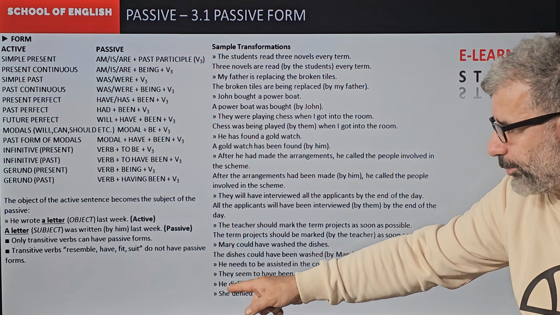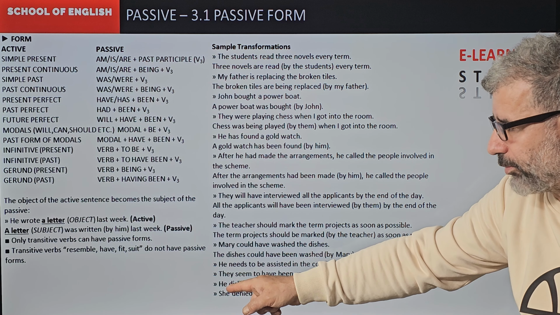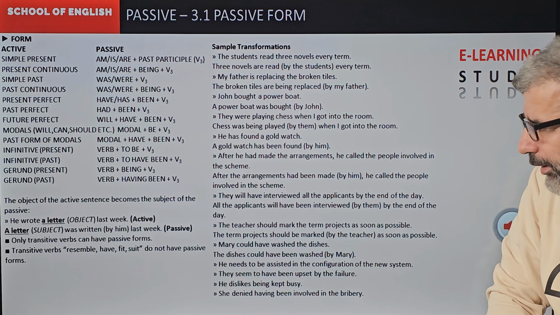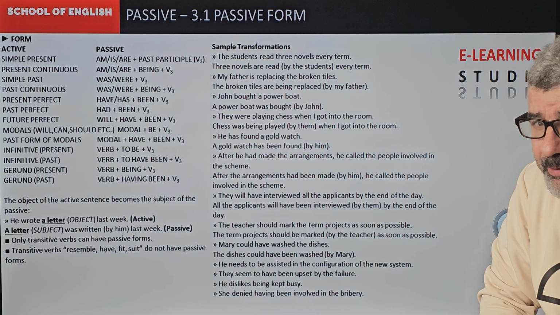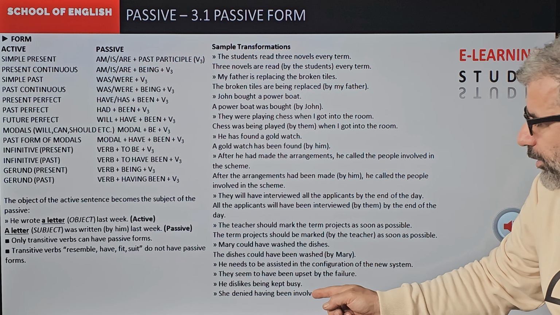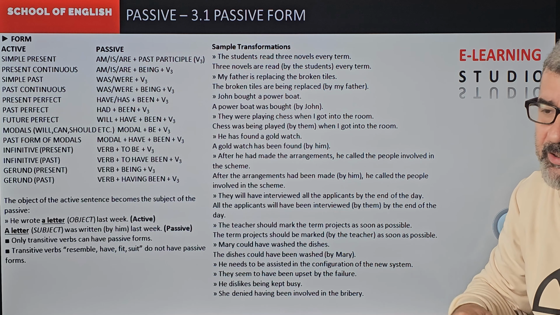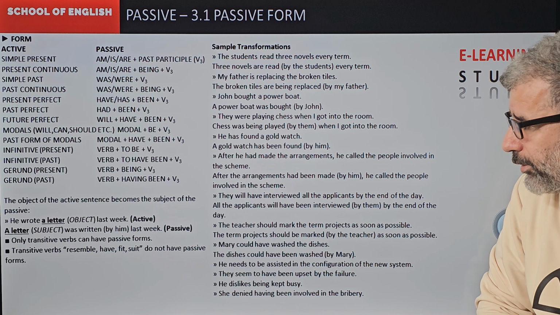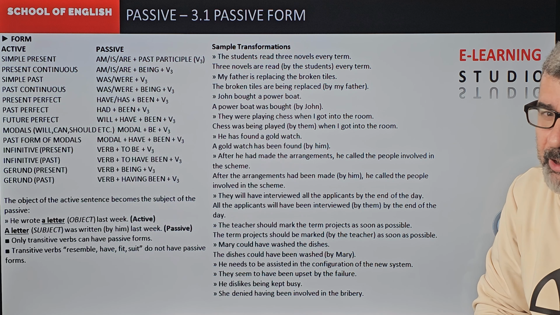And another example for present gerund usage. He dislikes being kept busy. He doesn't want people to keep him busy. She denied having been involved in the bribery, and this is an example for the past form of gerund usage. Okay, that's it.